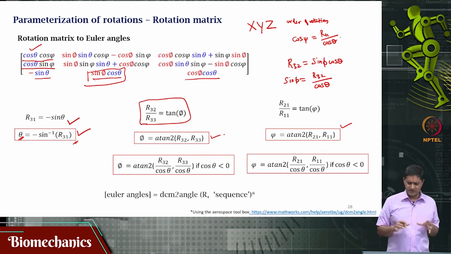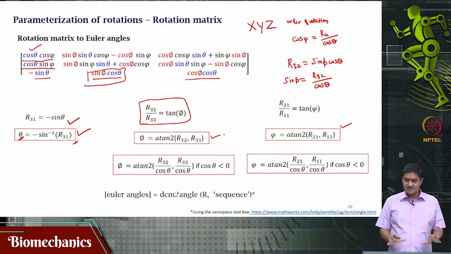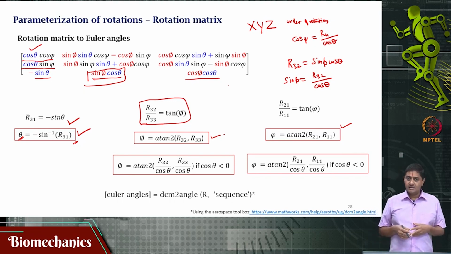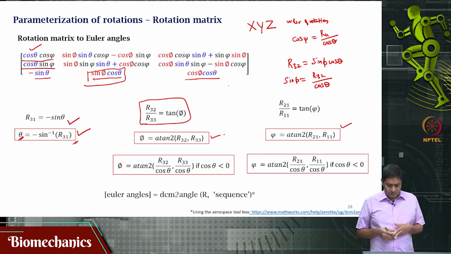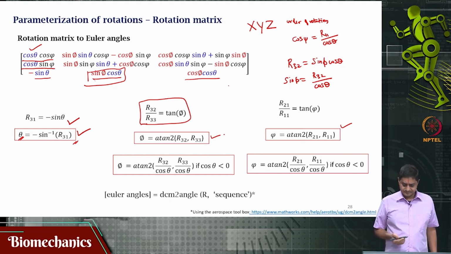There are many ways of doing this. There is no single way. This works for the most general case. So this is a simple case. I can straight away take R31, R32, R33 and R21 and R11, and I immediately get this, right. So using this I can find the Euler angles from the rotation matrices.